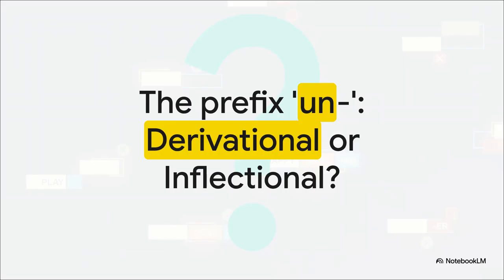Last one for you, a little bit of a curveball. What about the prefix un in unhappy? That one's derivational. It creates a new word with a new meaning, even though in this case it doesn't actually change the grammatical category. Happy and unhappy are both adjectives.